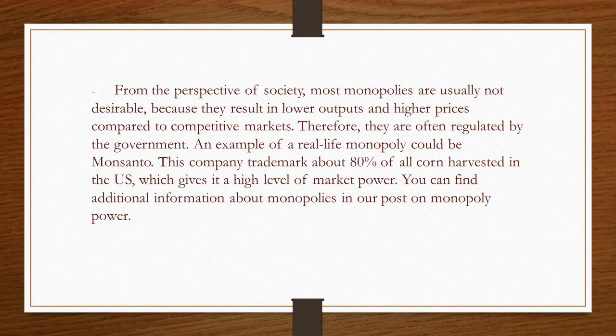So, from the perspective of society, most monopolists are usually not desirable because they result in lower outputs and higher prices compared to competitive markets. Therefore, they are often regulated by the government. An example of a real-life monopoly could be Monsanto. This company trademarked about 80% of all corn harvested in the US, which gives it a high level of market power. You can find additional information about monopolists in our post on monopoly power.